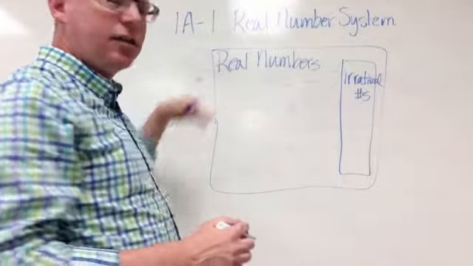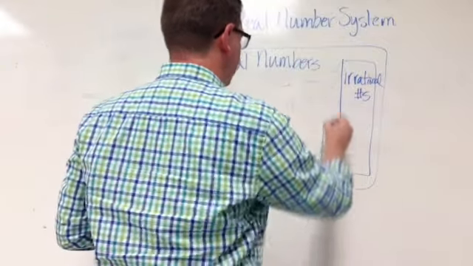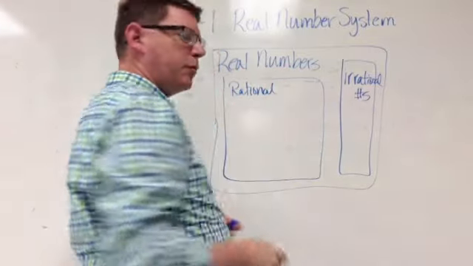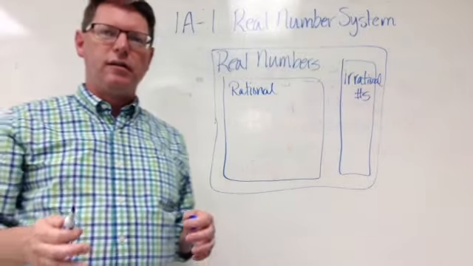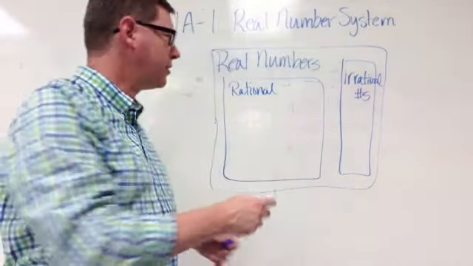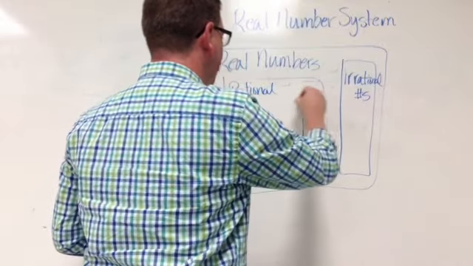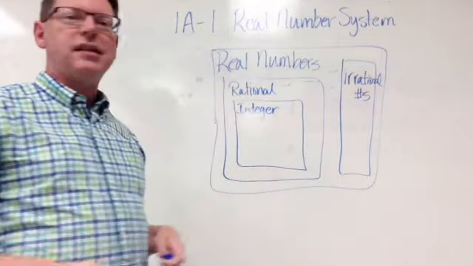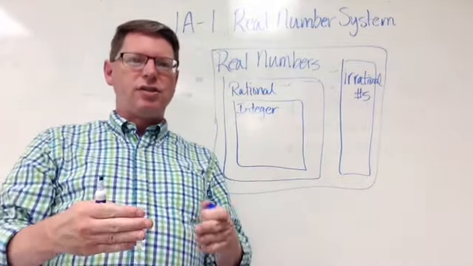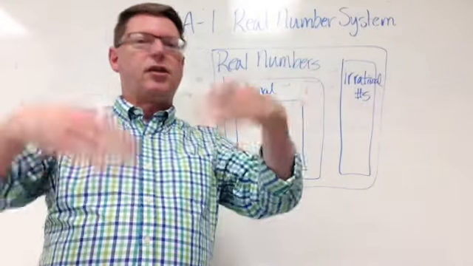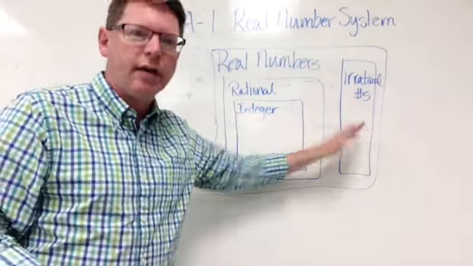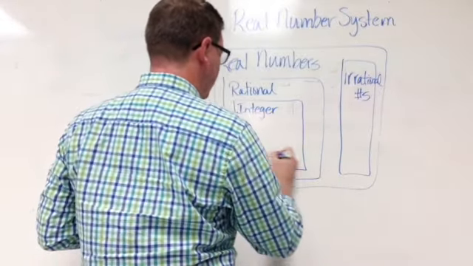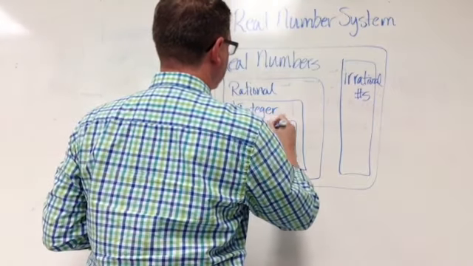Okay? Inside the real numbers, we had that big group of numbers that we called rational numbers. Remember, rational numbers were anything that you could write as a fraction. Well, I can write integers as a fraction. So integers is a type of rational number. So it goes inside the rational number box because every integer is also a rational number. And it's also a real number. Okay? But neither one is irrational.